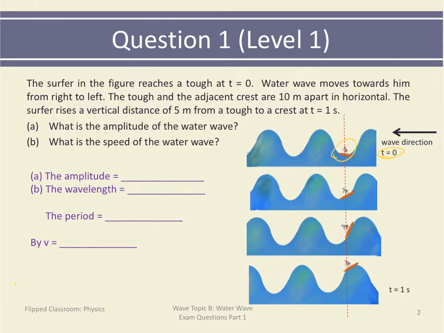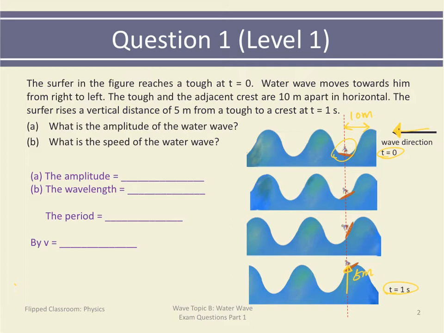The water wave will move towards him from right to left. The trough and the adjacent crest is 10 meters apart horizontally. The shepherd will just rise from the trough to the crest of 5 meters in 1 second. You're asked to find the amplitude of the water wave and the speed.